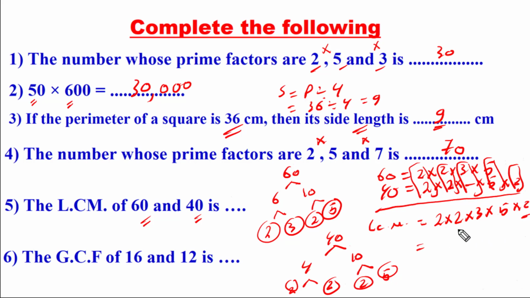Now we will multiply. We have triple 2 equals what, guys? Equals 8 times 3 times 5. 8 times 5 equals what? Equals 40. 40 times 3, it will be 120. So the LCM of 60 and 40 is 120.